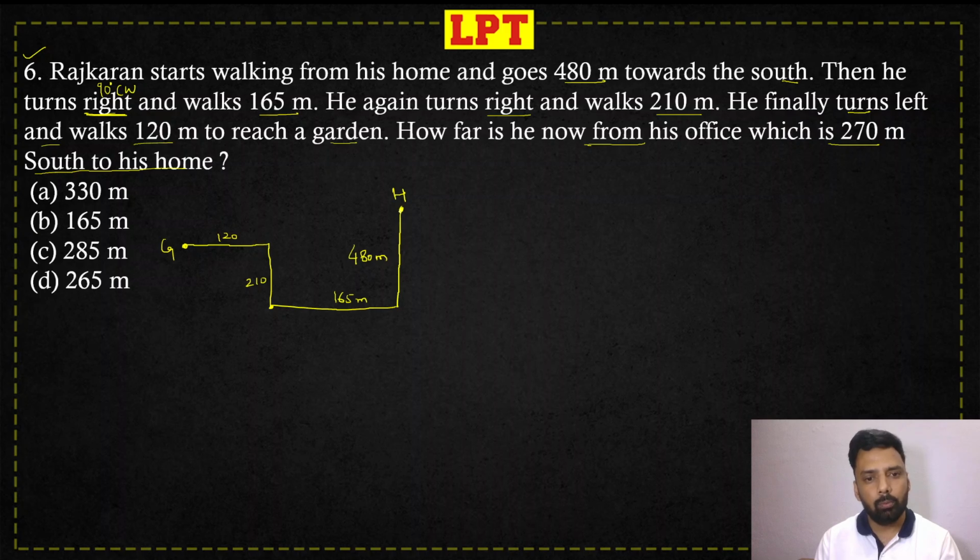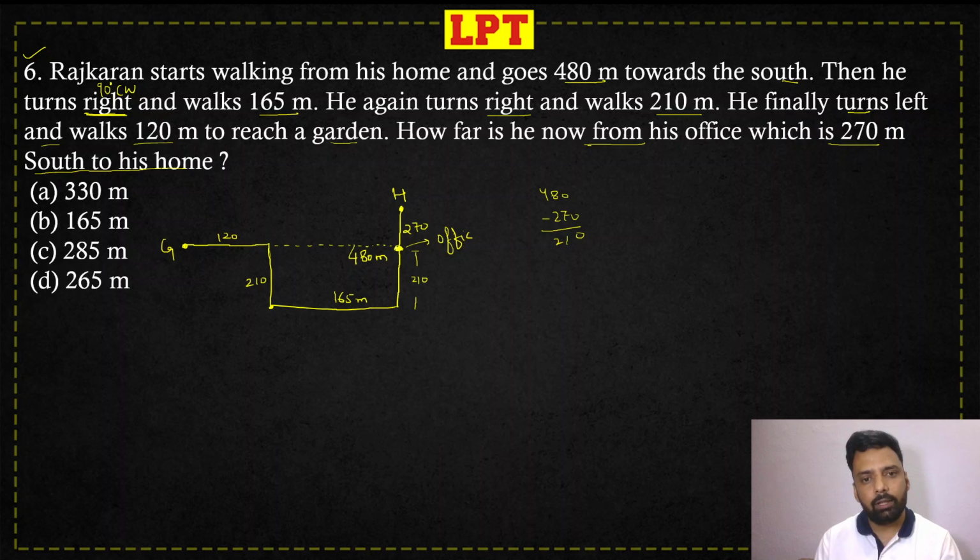So from his home, if I go 270 meters, this whole distance is 480 meters. So 480 minus 270 is 210. That means the remaining distance is 210, right? So this is his office at this point. His office is 270 meters south of his home. So basically this distance is also 210. These points are parallel, right? So how far is he from his office?